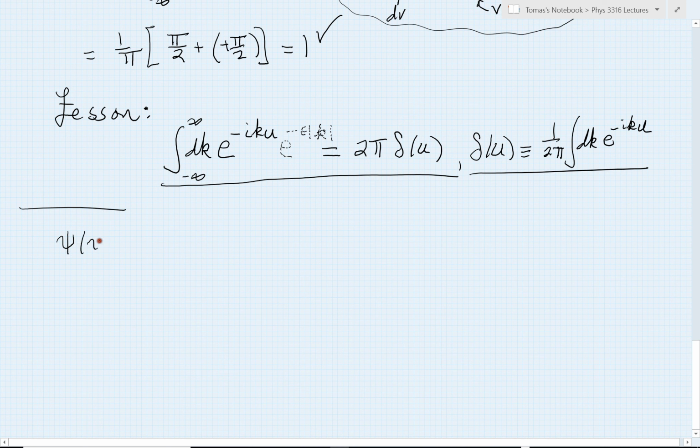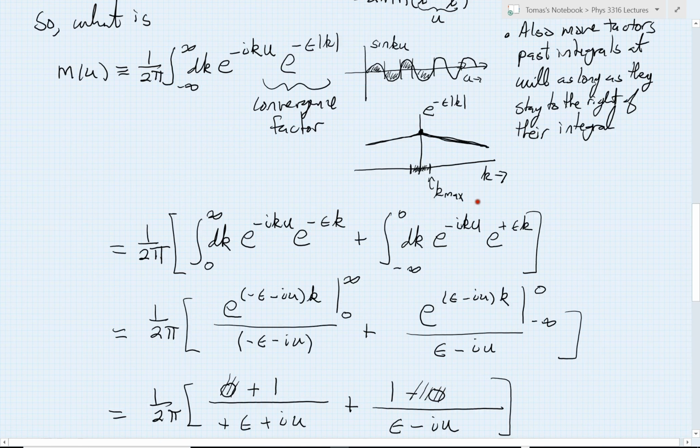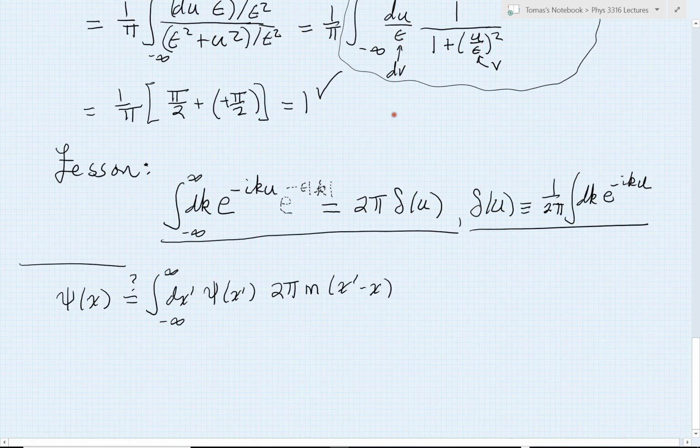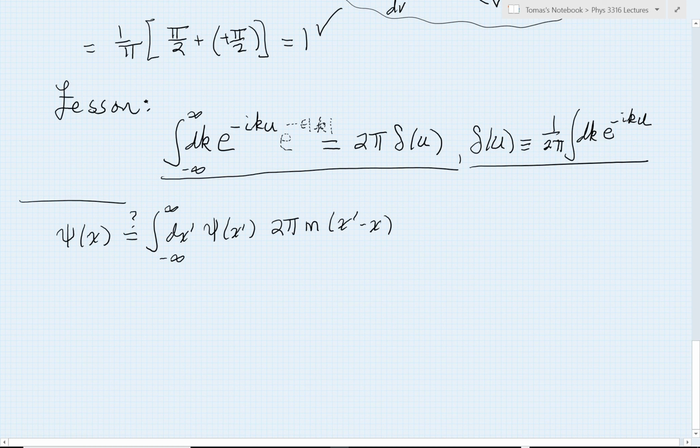So the question still before us is, do we get psi of x back again if we were to integrate dx prime psi of x prime, from minus infinity to infinity, of now that m of u, which is actually 2 pi times m evaluated at x prime minus x. Because when we had our definition, you will notice we just defined m as being evaluated at that location, x prime minus x. Well, now we have this interesting integral to carry out.